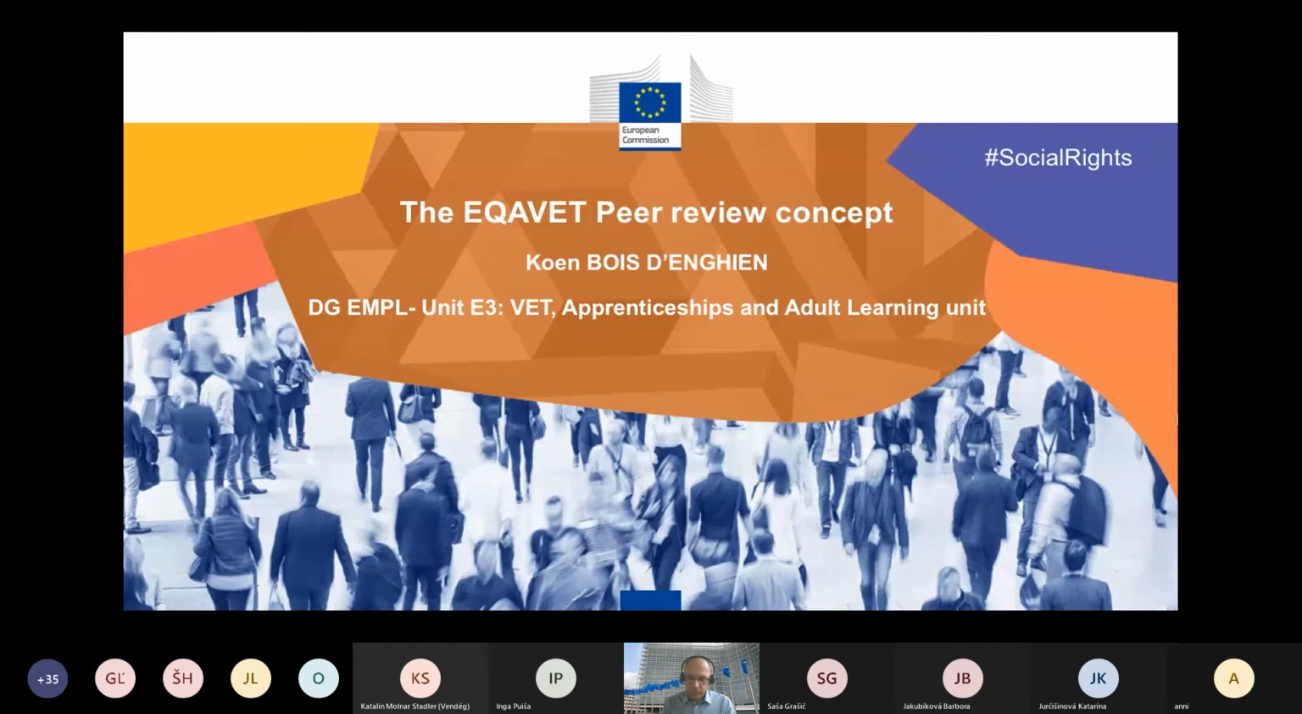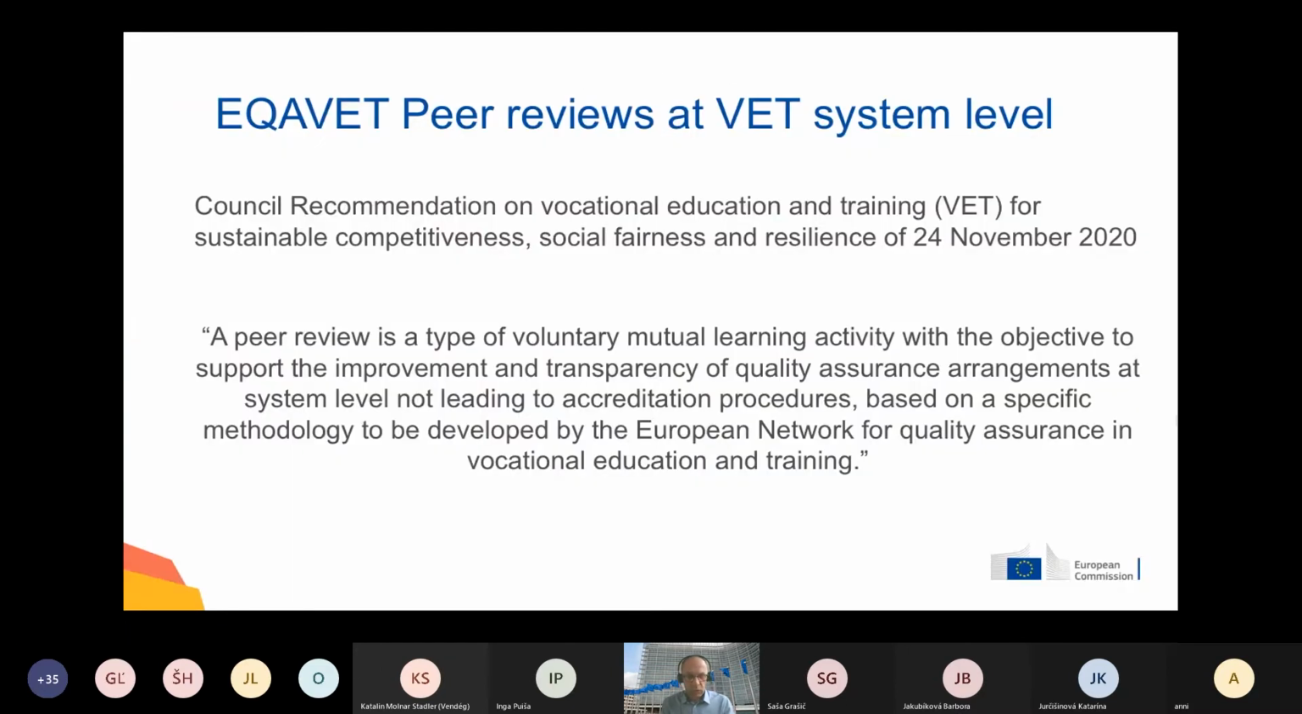And perhaps the next slide, please. As was already mentioned this morning, in the new recommendation on VET, there is a new task added for the EQAVET NRPs, which is to participate in EQAVET peer reviews at system level. It's important to be clear on the objectives of these peer reviews at system level. There are three main objectives. First of all, it fits within the framework of mutual learning. So how can we improve mutual learning between the countries within the framework of the EQAVET network?